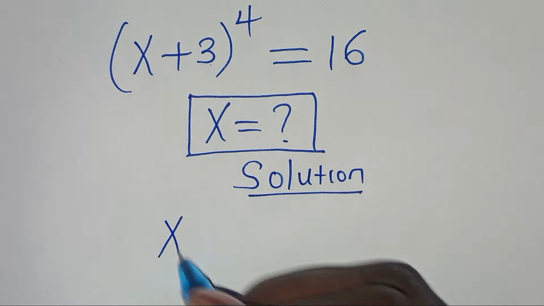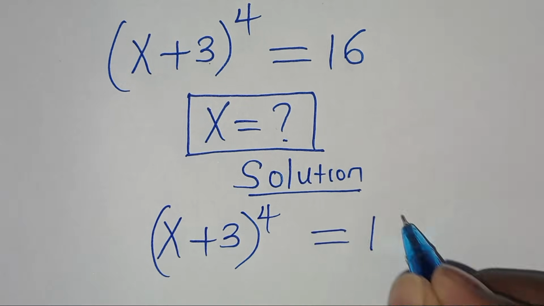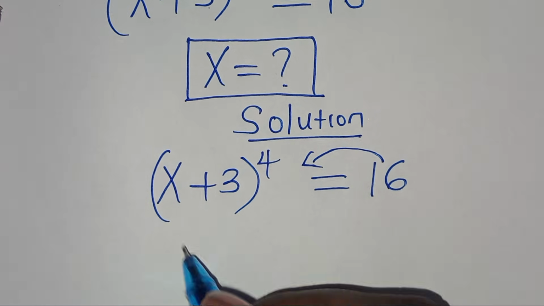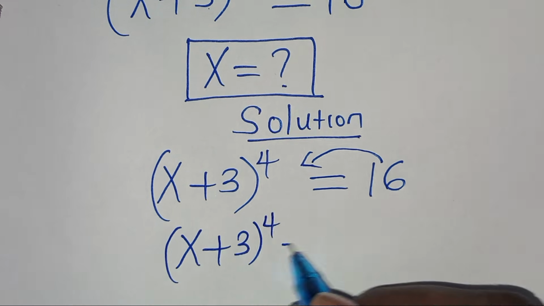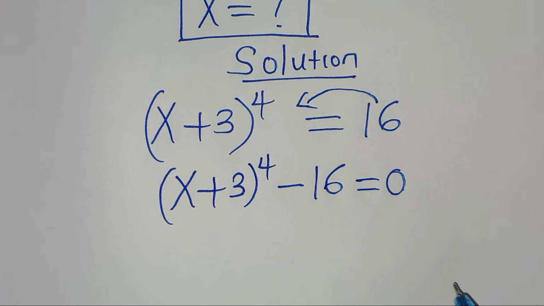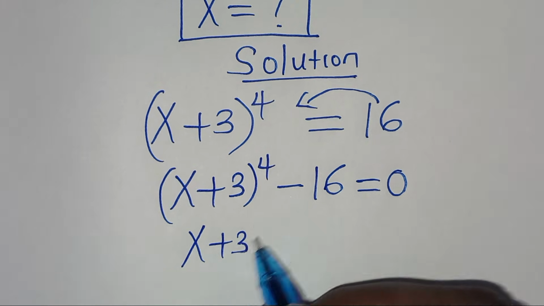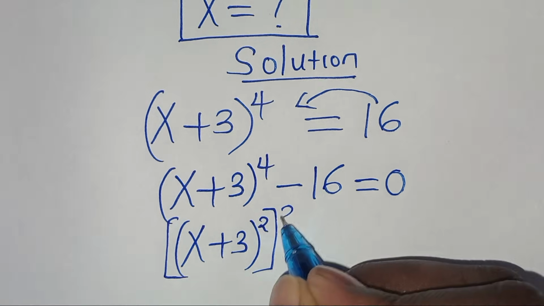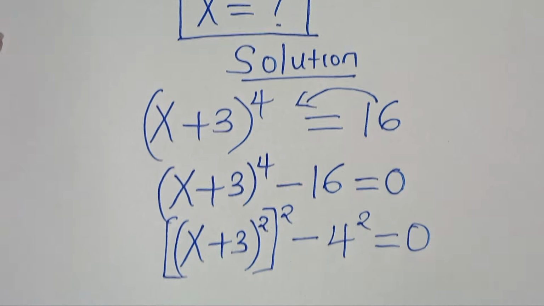So we have (x + 3)^4 = 16. Now the first step is to take 16 to the left hand side, so that we have (x + 3)^4 - 16 = 0. We can express (x + 3)^4 as ((x + 3)^2)^2, then subtract 16, which is 4^2. This is equal to 0.